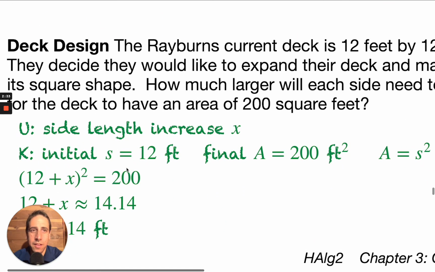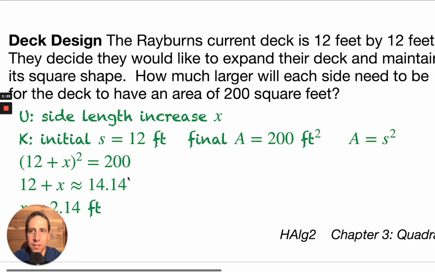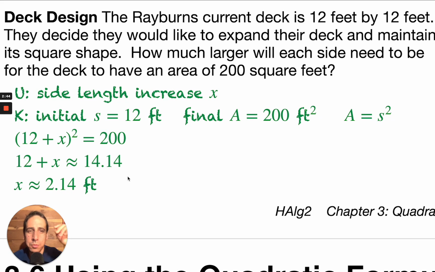Deck design. The Rayburns' current deck is 12 feet by 12 feet. They decide that they would like to expand their deck and maintain its square shape. How much larger will each side need to be for the deck to have an area of 200 square feet? What we don't know is the side length increase, and we'll just call that x. It's starting at 12, and we want it to increase a little bit.